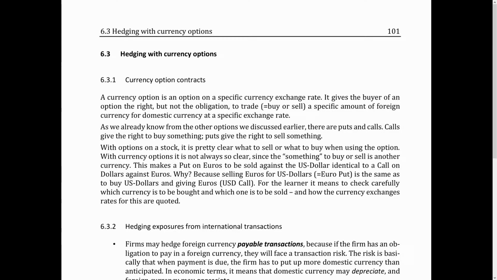Currency options are a little special and probably a bit confusing because the underlying is one currency and the payment is in another currency. So for example, selling euros for US dollars, which would require a euro put, is technically the same as buying US dollars against the euro, which is a dollar call. So we need to check carefully what the underlying is and which currency is to be bought or sold via the option.